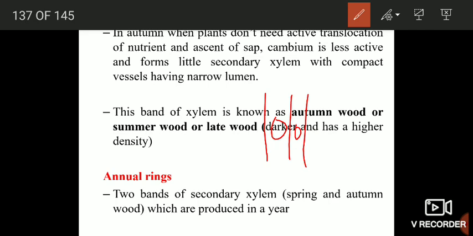Okay, so two features differentiate spring wood and autumn wood. One is in spring wood the individual vessels are not compactly placed and because of that they do not possess a dark color, they are lighter in color. Okay, the spring wood is lighter in color while autumn wood is darker in color. Second thing is the vessels which are present in spring wood possess a wide lumen while the vessels present in autumn wood possess a narrow lumen.